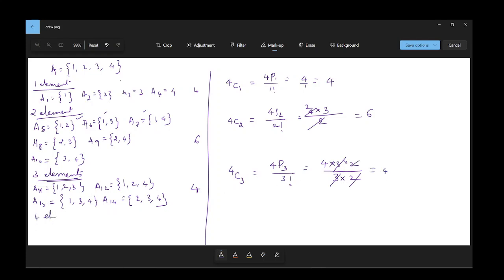When you take 4 elements at a time, this is actually the set itself. A15 is equal to 1, 2, 3, 4. There is 1. So we know that 4C4, nCn, is 1. Finally, we have to take the empty relation. So for n is equal to 4, there are 16 subsets. So let us generalize this.